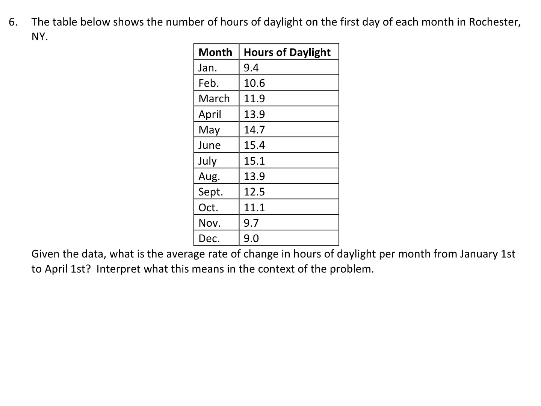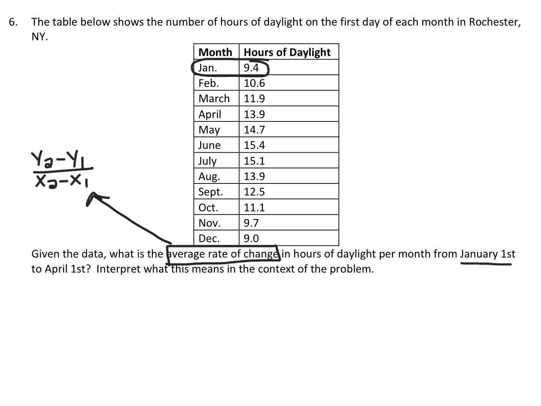Okay, so number 6, they're talking about the numbers of hours of daylight on the first day of each month in Rochester. And it looks like down here they want us to find, I'm going to actually underline this, the average rate of, actually I'm boxing it off, change. Okay, so here's our average rate of change formula, so we know we're going to be using this. Now they want us to find the average rate of change in hours of daylight per month from January 1st, so this right here, until April 1st. So this right here.